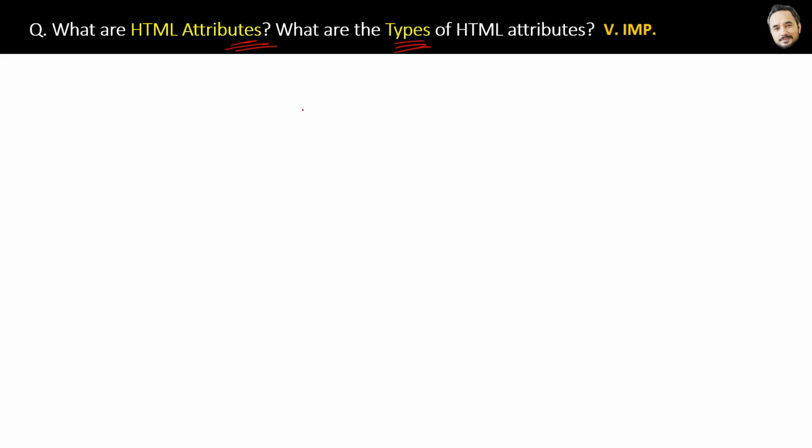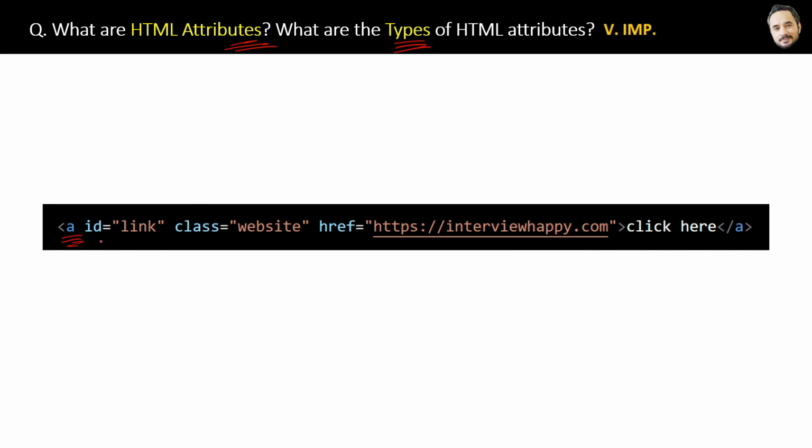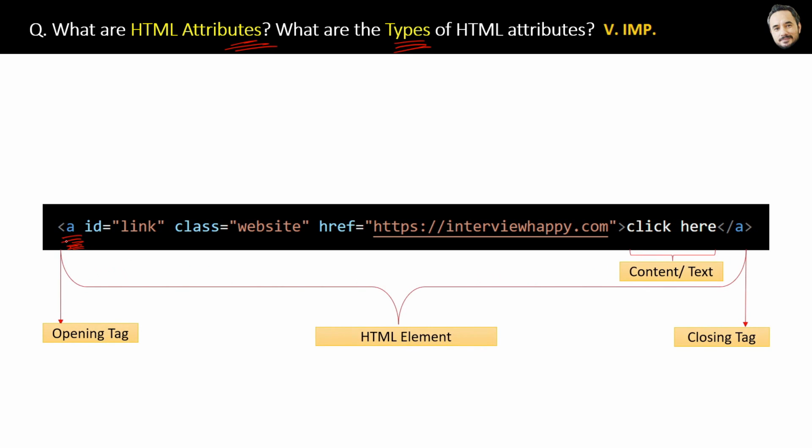Very important question. For example, here is an anchor element. And we already know an HTML element will have the opening, closing tags and content in between. Okay, that we know. But here you can see inside the element we have a few more things: ID, class, href. So what are these? These are the HTML attributes.